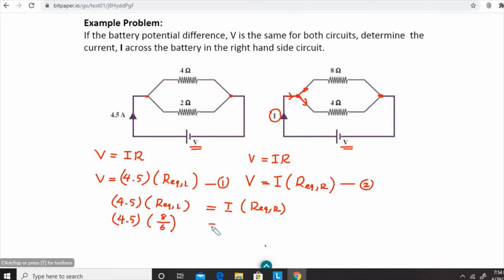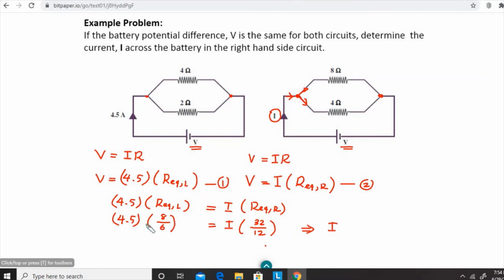Okay, and on the other side I get the equivalent resistors on the right hand side system. So 8 times 4, that is 32, divide that by the sum of the two, 8 plus 4, which is 12. So from here I can solve for I to figure out the current.